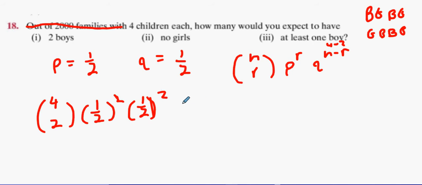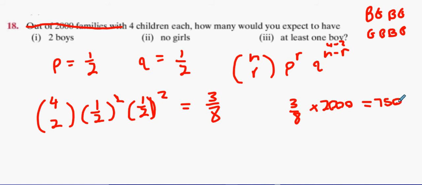So the probability is 3/8 when you throw all that into the calculator. And then what's 3/8 of 2,000? Well, 3/8 of 2,000 is 750 families. We all good? Alright. The next one.